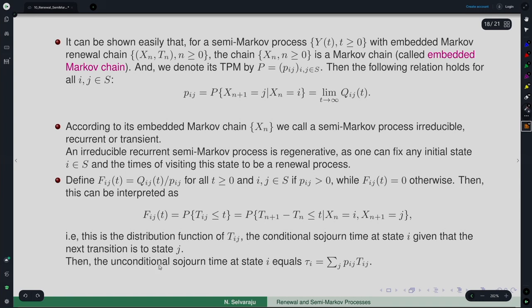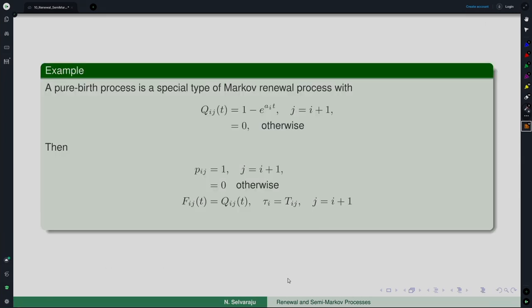The unconditional sojourn time, if you call this tau i, the unconditional sojourn time of the process being in state i, is basically given by this expression. So, simply you have to multiply by the corresponding probabilities and then sum over all possible j. It is not an example, but how you can put other processes in terms of this Markov renewal process.